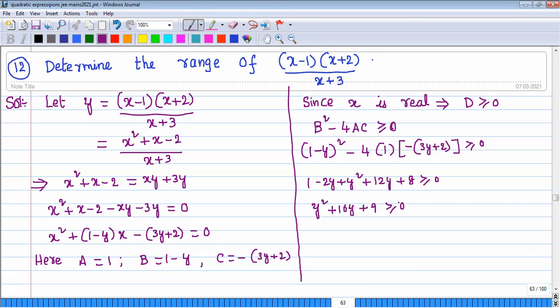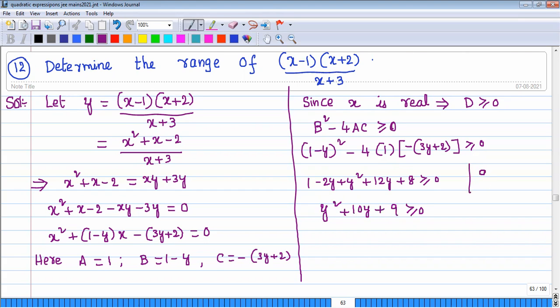So now tell me, what is your solution? What is the range of the function? Check this inequality: y square plus 10y plus 9 greater than or equal to 0.